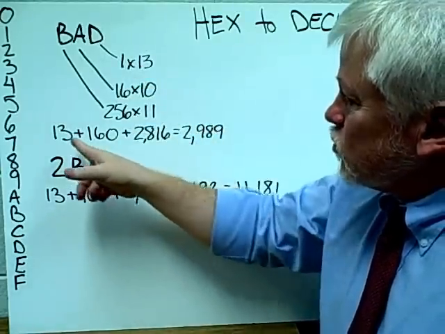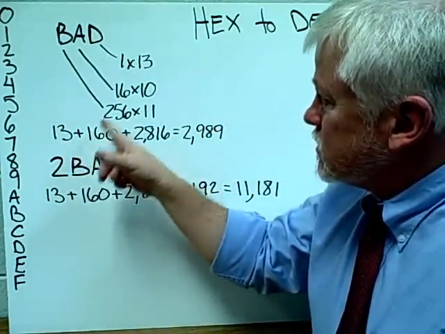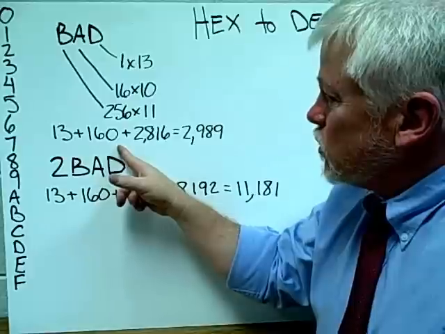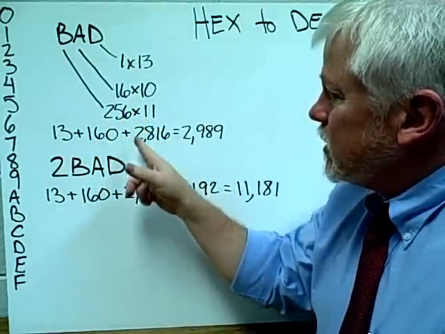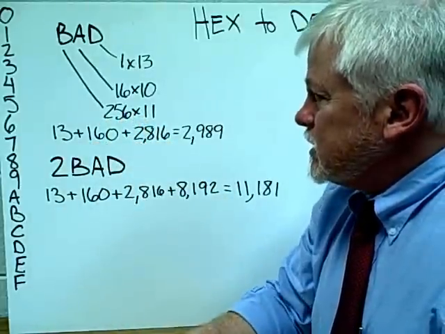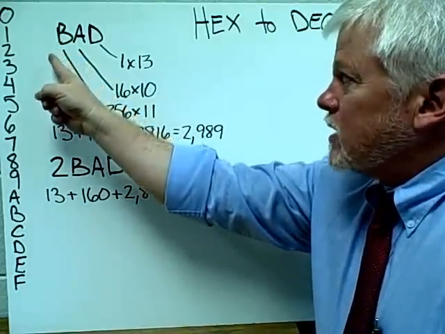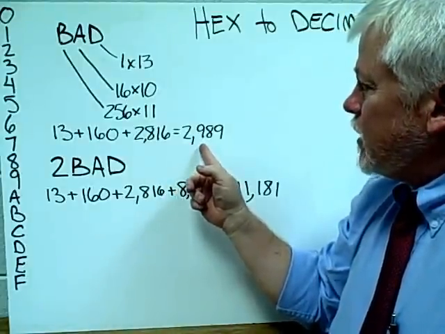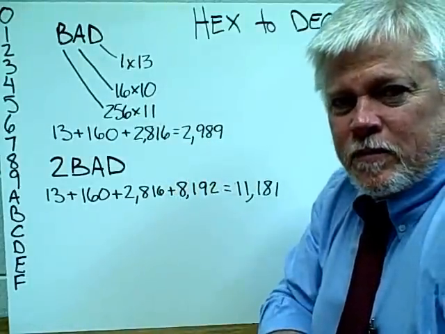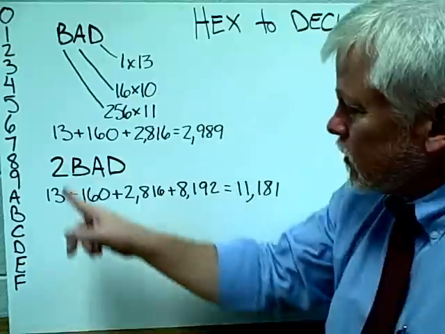So 13 times 1 is 13, plus 16 times 10 is 160, plus 256 times 11 is 2,816. So the hex number BAD yields 2,989. Let's try another one.